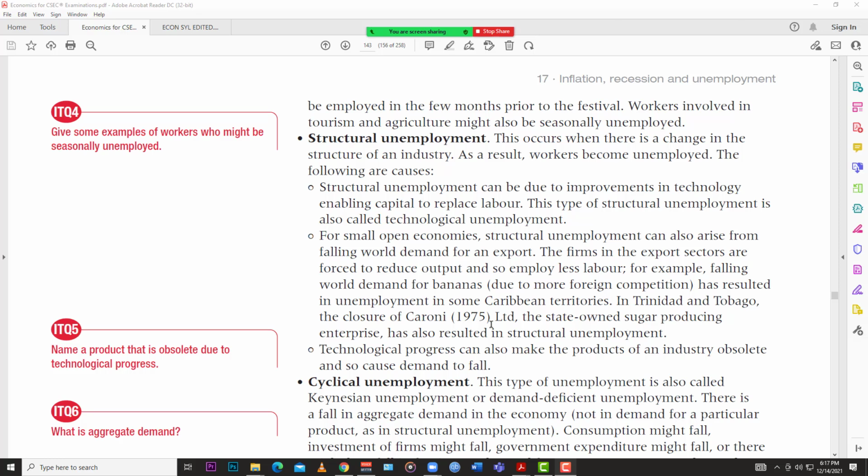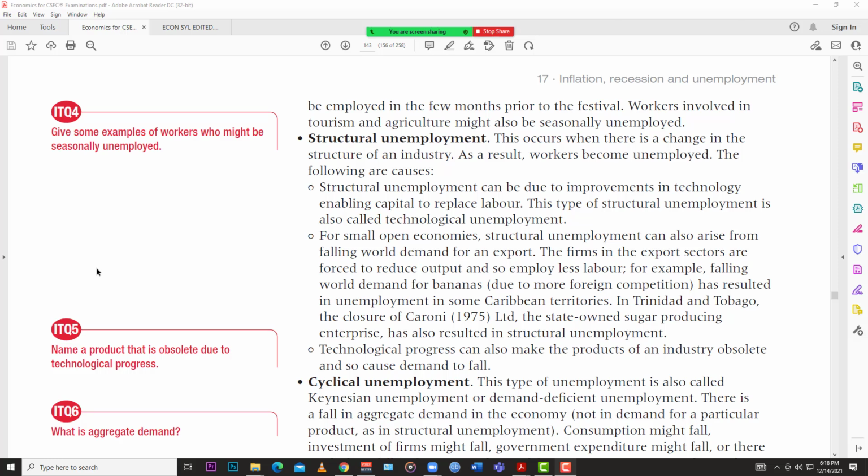So structural unemployment can be due to improvements in technology enabling capital to replace labor. When they say capital replacing labor, we're talking about robotics, automation coming in and replacing workers. So you might be on an assembly plant, then robots are brought in to replace you, and you're out of a job because the structure of the industry has changed. Right? Sometimes this is called technological unemployment, and you can see why. Humans are replaced with robots, automation, mechanization, and so you lose your jobs to the robots.